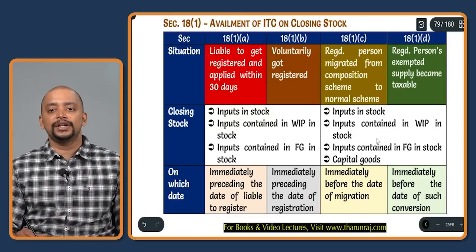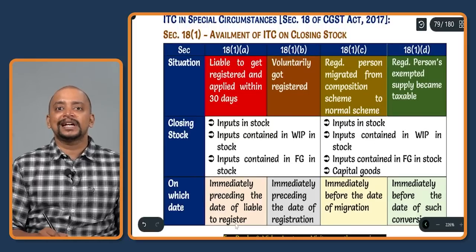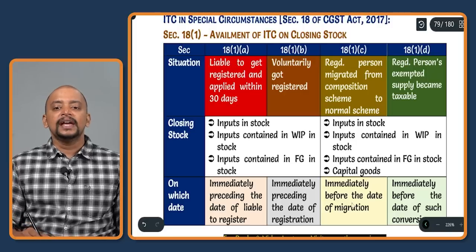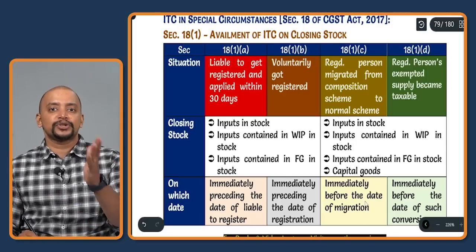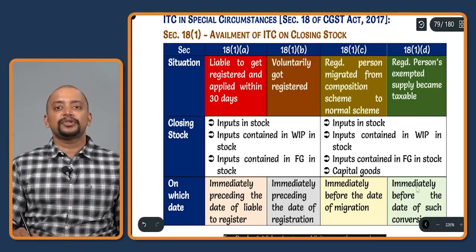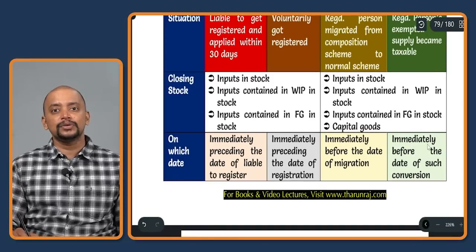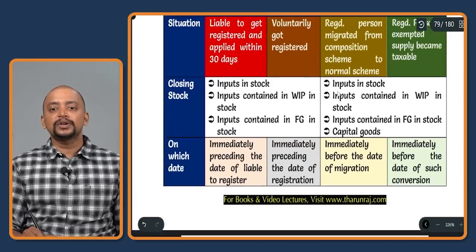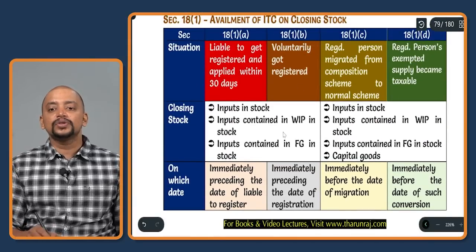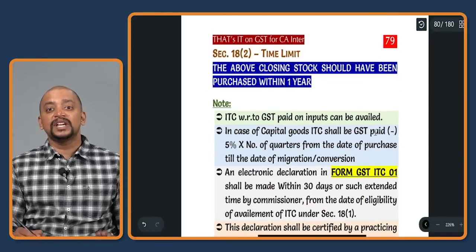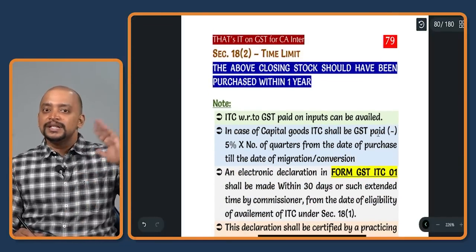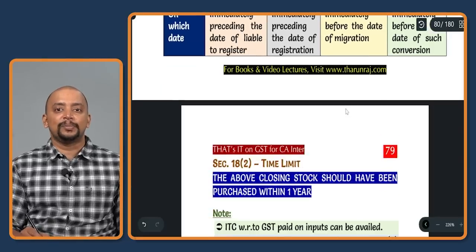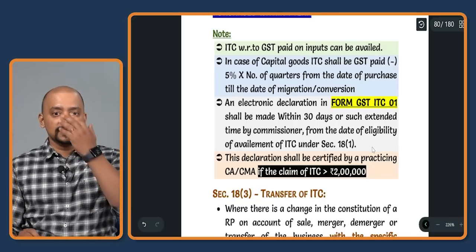Which date closing stock we need to see? In case of 18-1A, before the date they are liable to get registered. 18-1B, before the date they got registration certificate. 18-1C, before the date of conversion from composition scheme to normal scheme. And 18-1D, before the date of conversion from exempted supplies to taxable supplies. And 18 subsection 2, with respect to this 18 subsection 1, this closing stock should have been purchased within 1 year prior to the closing stock date. Means the invoice date to the closing stock date should not exceed 1 year, including for capital goods this will be applicable.